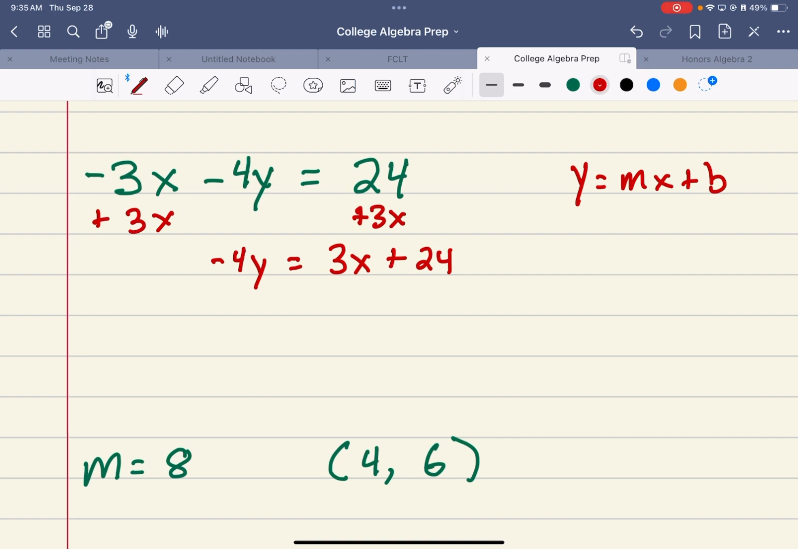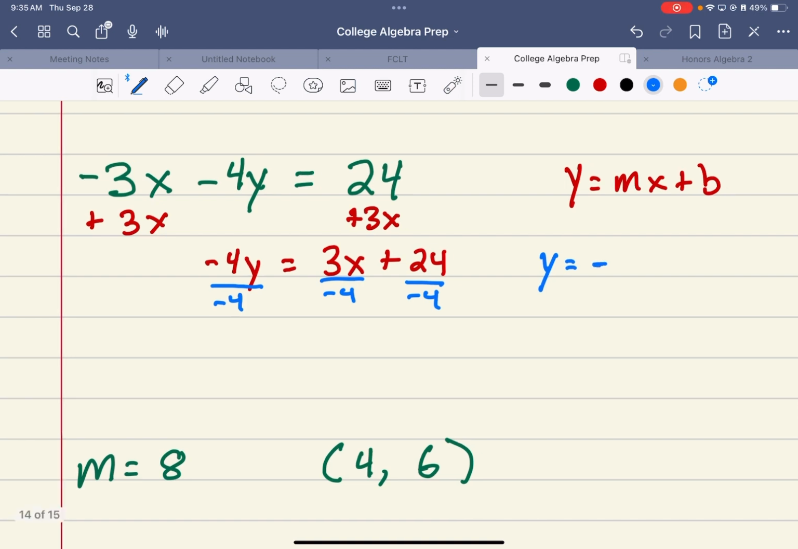Now we still have to isolate. So in order to isolate this, we're going to go ahead and divide everything by -4. -4y divided by -4 just leaves me with y is equal to, positive divided by a negative is a negative, so I can rewrite this as -3/4 x. Those two things mean the exact same thing. 24 divided by 4 is -6. So we have it in slope-intercept form.